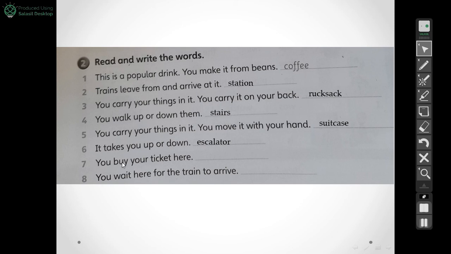Number seven. You buy your ticket here, تشتري التذكرة من هنا. Ticket office. Number eight. You wait here for the train to arrive, تنتظر ليصل القطار.